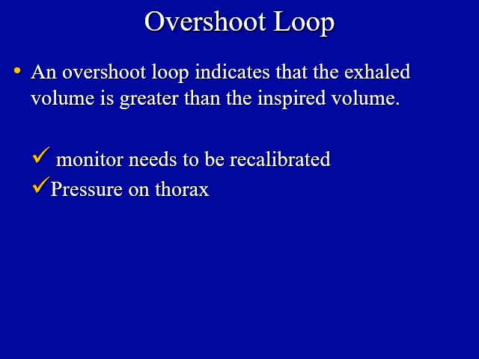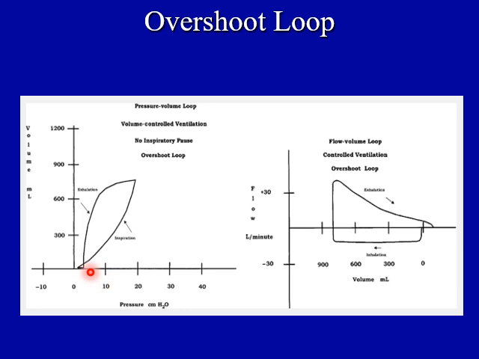So this is because of that, and also because the monitor needs to be recalibrated. Here we can see this is the beginning point of the loop, and this is the ending point. Here it has started inspiration and then it goes like this, expiration. The difference between these two, this volume, is called the overshoot loop. It may be around 50 or 100 ml. So that much extra amount of air is expelled.